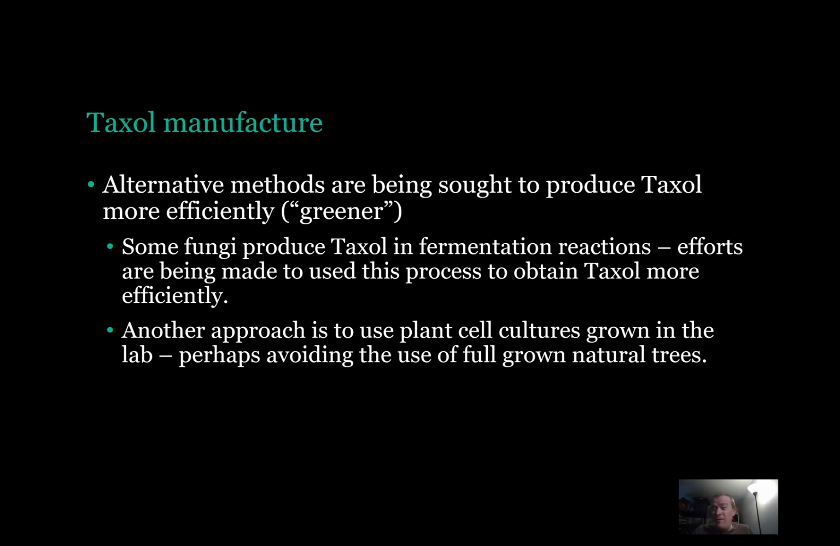Typically a really good way to make complex molecules is to somehow trick something that's alive into making it, or take advantage of some sort of living thing that makes it. So there are some fungi that produce taxol in fermentation reactions, so maybe there's a way to do that on an industrial scale and isolate the taxol out of there. And also remember that when living things make substances, they typically make only one enantiomer.